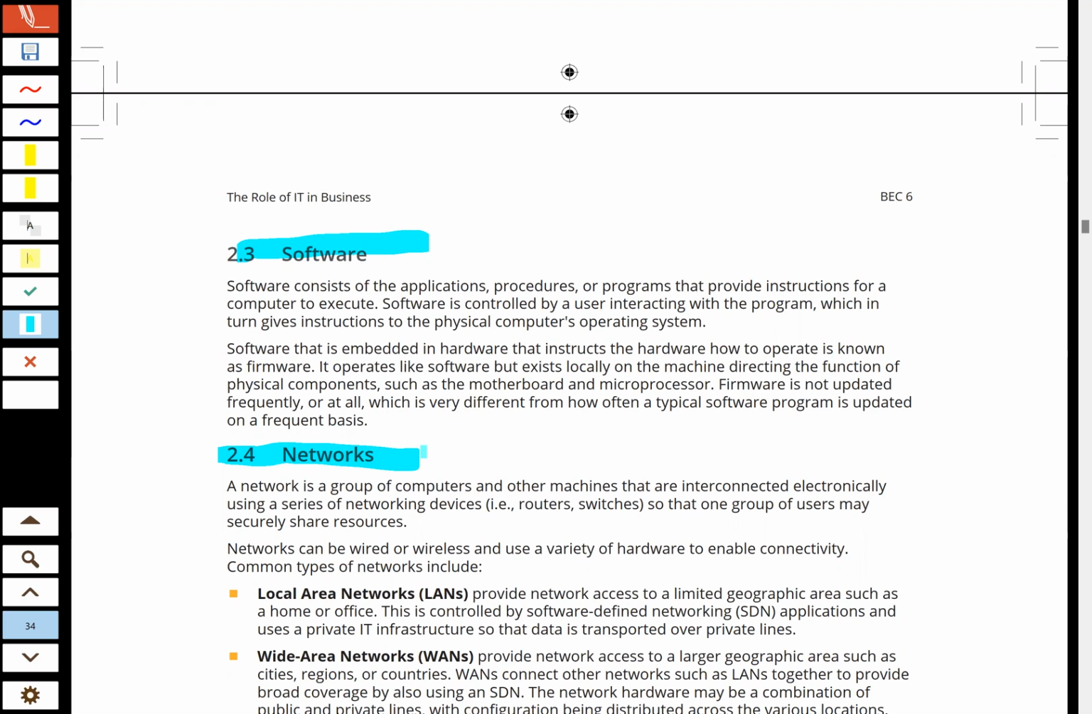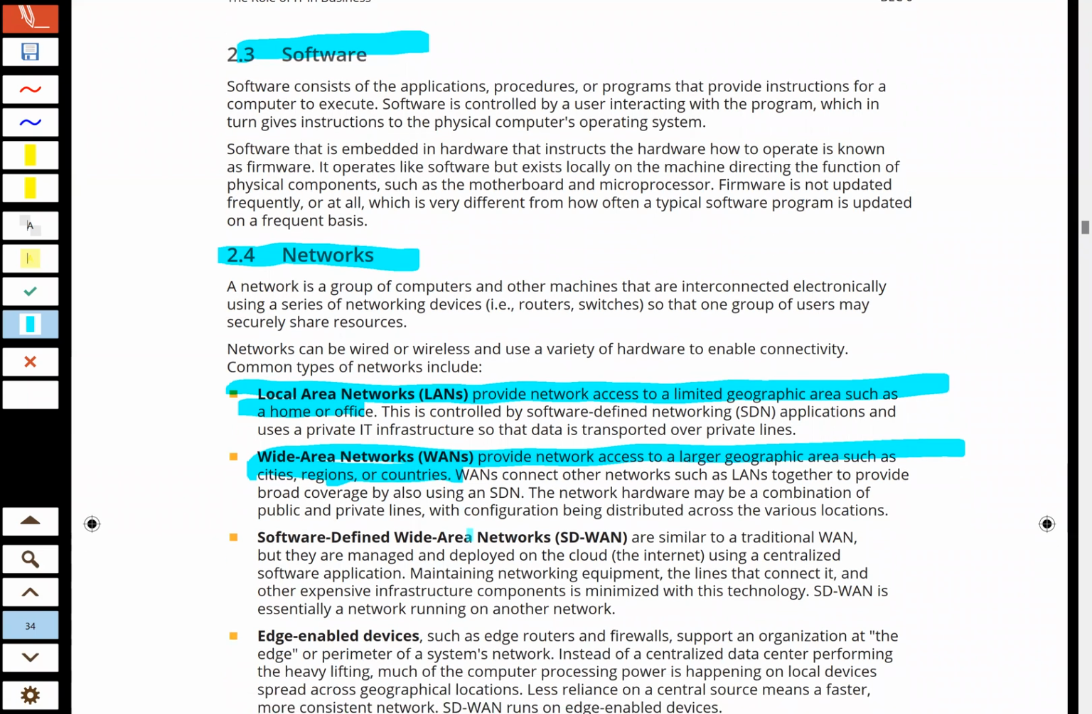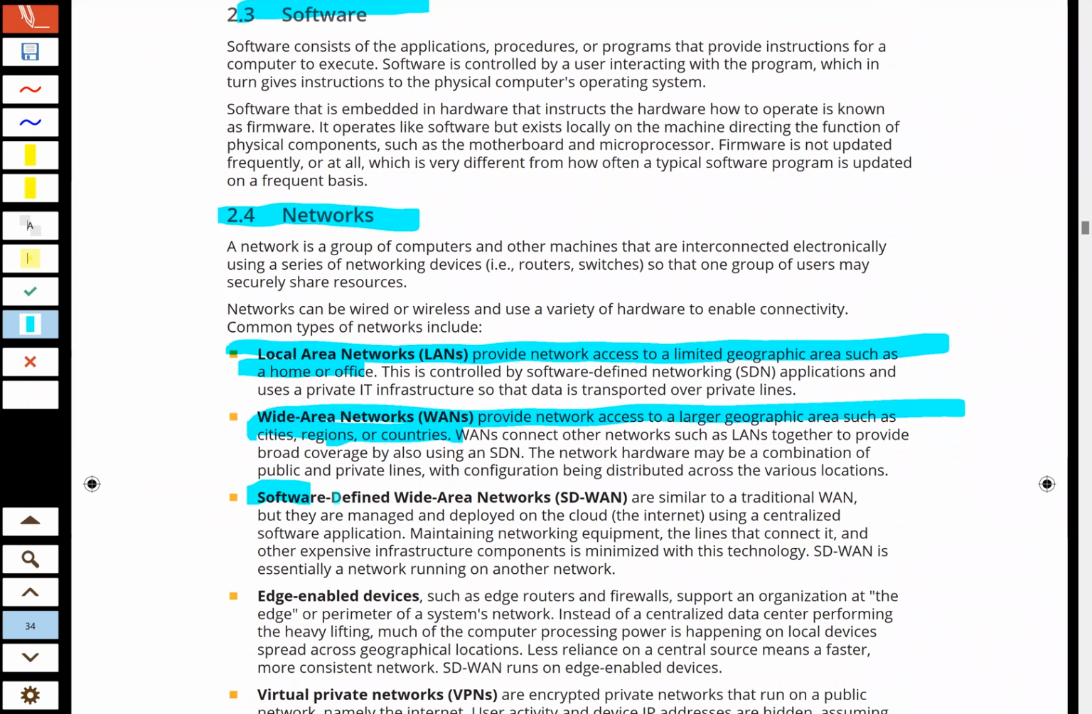Okay, and so when we talk about networks, we have a local area network, which provides network access to a limited geographic area, such as a home or office. Wide area networks provide access to larger geographic areas, such as cities, regions, countries. Software-defined wide area networks are similar to wide area networks, but they're managed and developed on the cloud using a centralized software application.